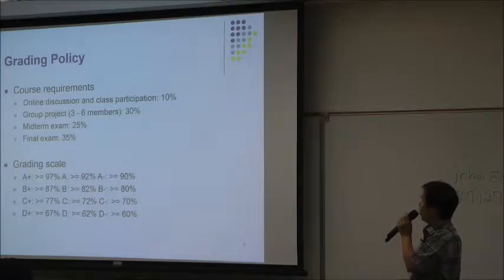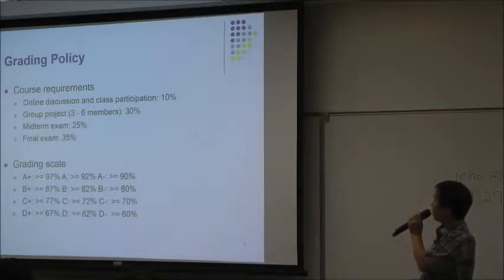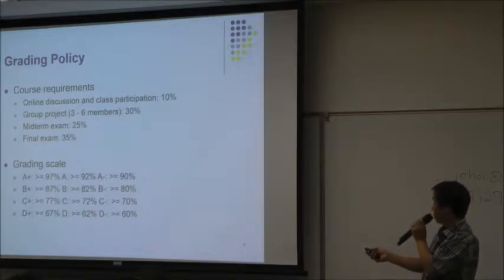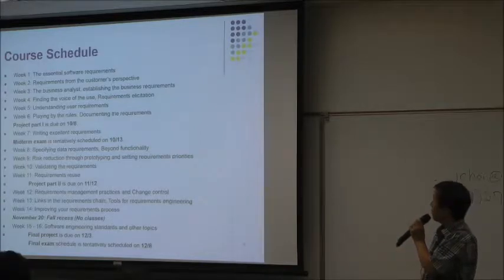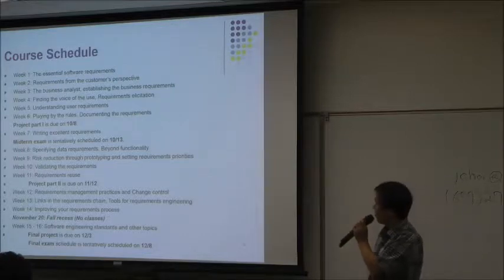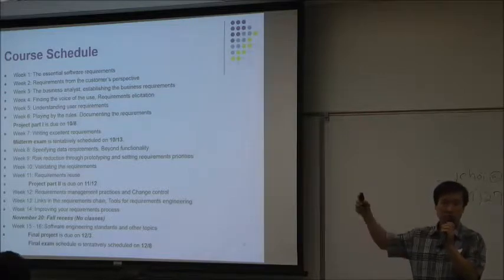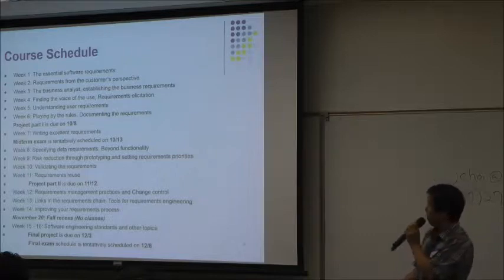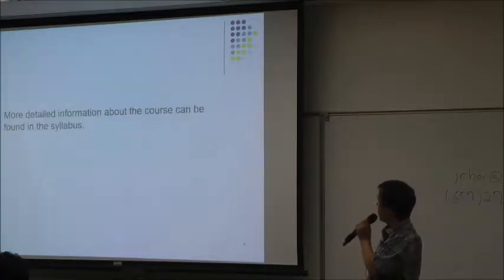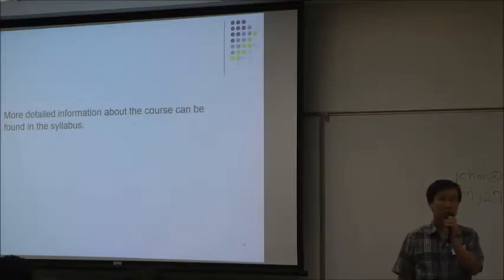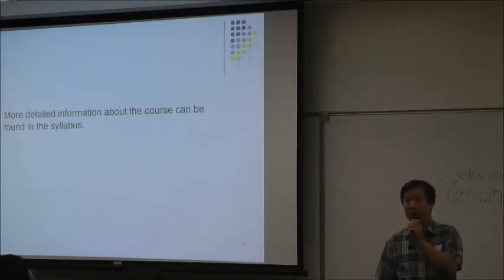Okay, and also we're going to have a midterm exam and a final exam, then the percentages right there, and the grading scale right there is typical. And I have a course schedule right here. I don't know, the font is tiny, but I hope you can read the course schedule, or the list of topics you're going to cover in this class, from the syllabus I already posted. And as I mentioned, more detailed information can be found in the course syllabus. Any questions?